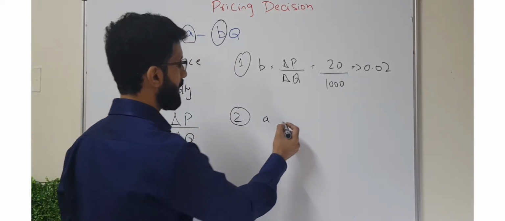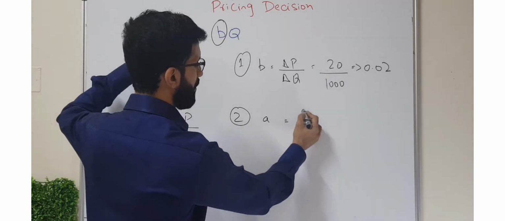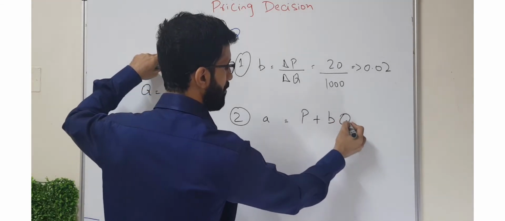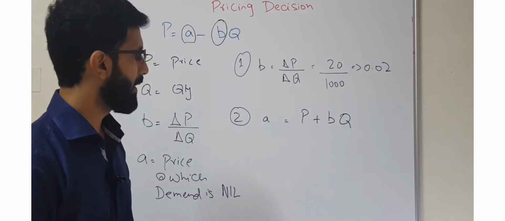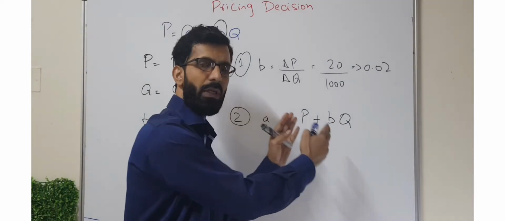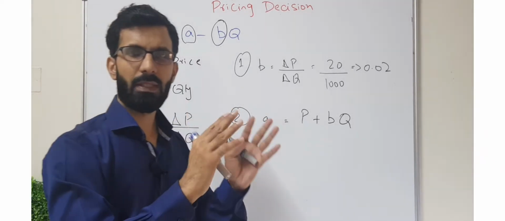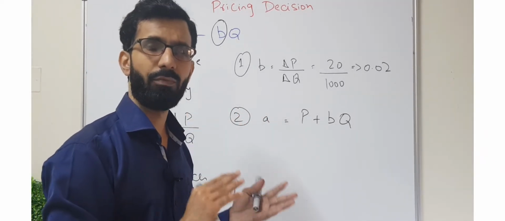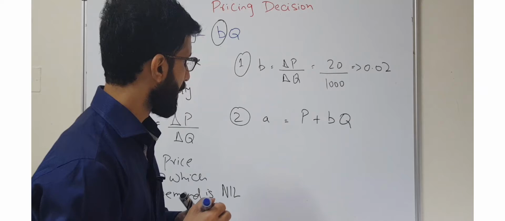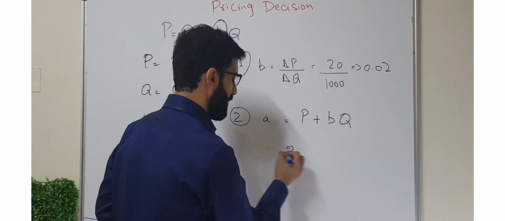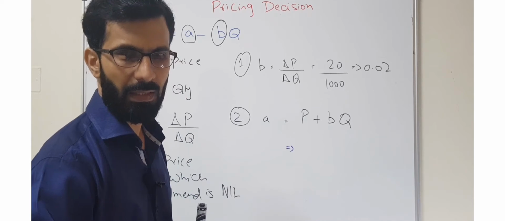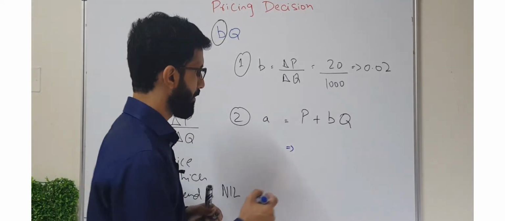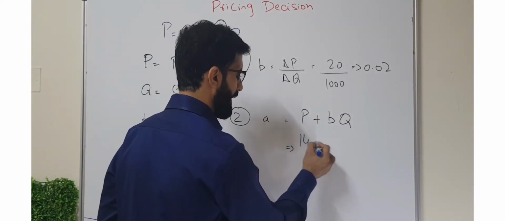So if I rearrange this equation, it will become P plus BQ. B we have already identified, and for P and Q we can take any of the selling prices, either 140 or 120. In both cases A will remain the same. So let's say in this example we take 140 as our selling price.